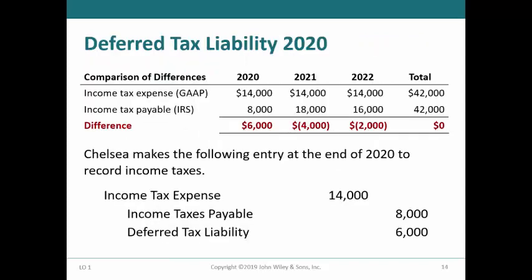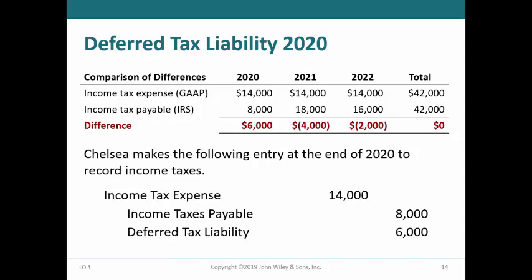To record the entry for the income tax expense for 2020, we will debit income tax expense for $14,000 and credit income taxes payable for $8,000 and the deferred tax liability for $6,000. The $6,000 is the temporary difference based on the accounts receivable that were accrued for financial reporting purposes but not reported in the tax return.